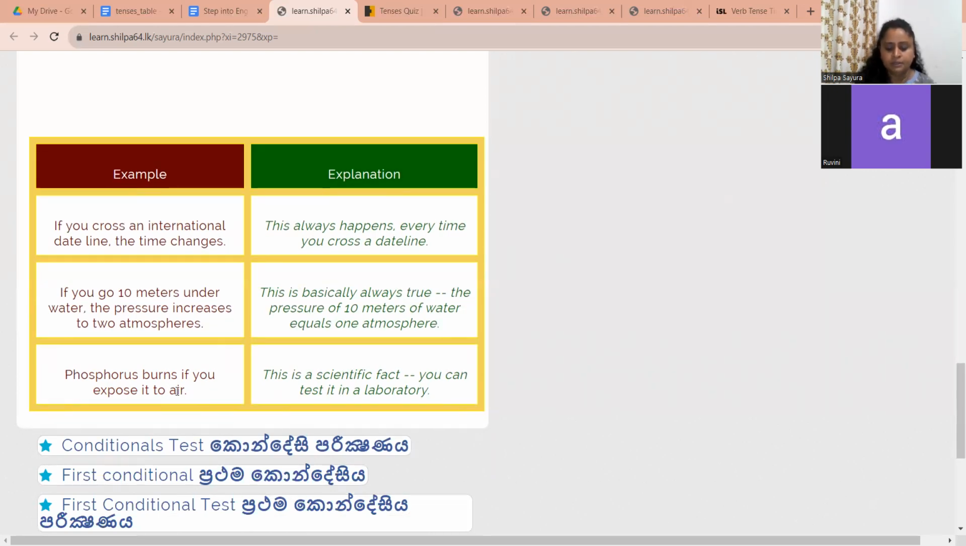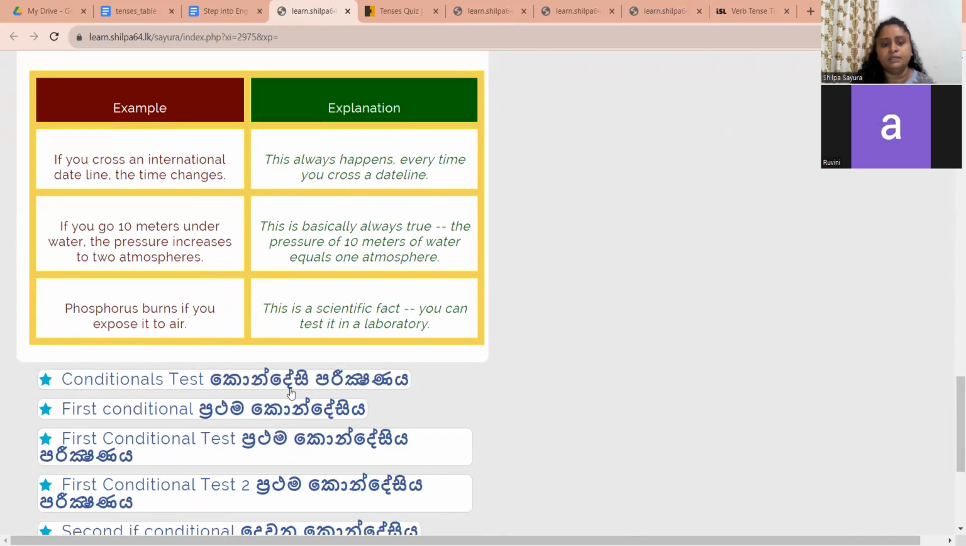Phosphorus burns if you expose it to air. Right? So the phosphorus burns if you expose it to air. So it's a scientific truth. So you see the if clause and then the scientific result, phosphorus burns. Simple present tense. Phosphorus burns if you expose it to air. Okay, just have a look at these tenses, zero conditionals.